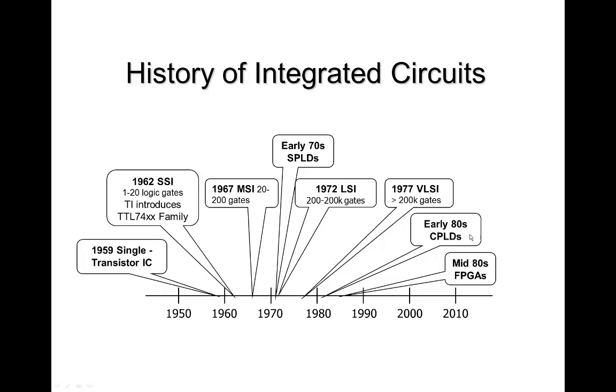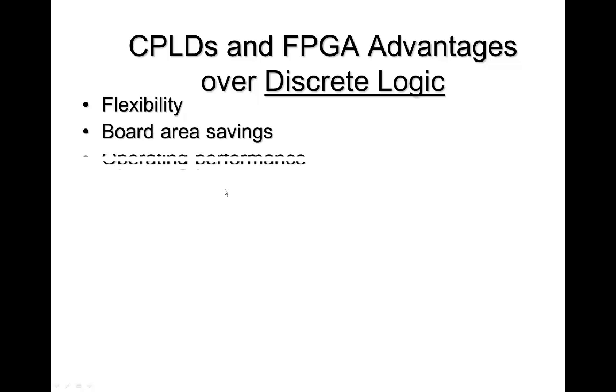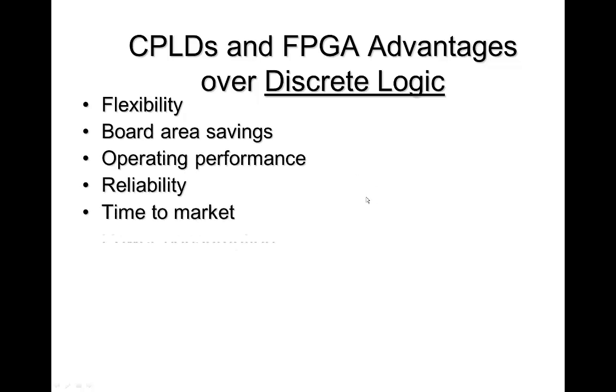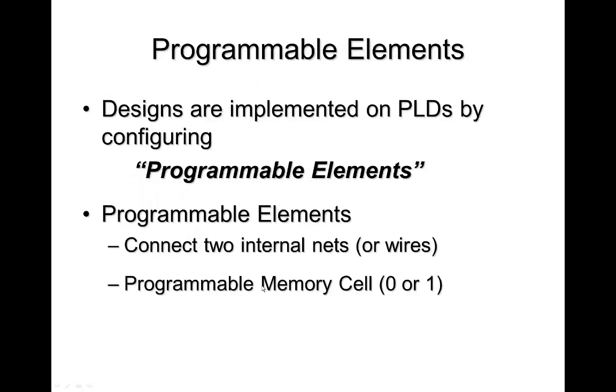And so CPLDs are kind of an older technology than FPGAs, but both were started around the middle of the 80s. Before that, we had other programmable logic devices, but they were typically one-time programmables. CPLDs and FPGAs have advantages over discrete logic, like individual gates: flexibility, board space, and time to market, because we can actually use a hardware description language to program them, and we know this from CPE 229 or 233.